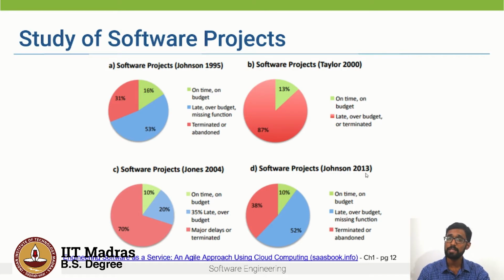What these series of studies show is that 80 to 90% of all software projects are either late or over budget or simply abandoned. And this is a shocking number, right? On the other hand, it's just 10 to 15% of software projects which are on time and on budget. So this was considered a severe drawback of the plan and document perspective.